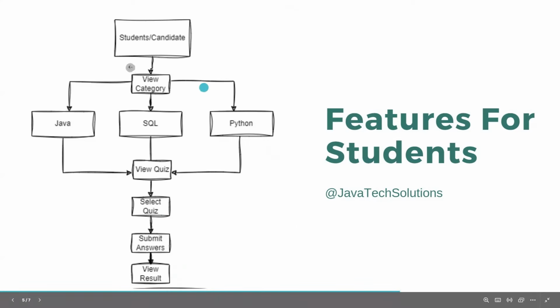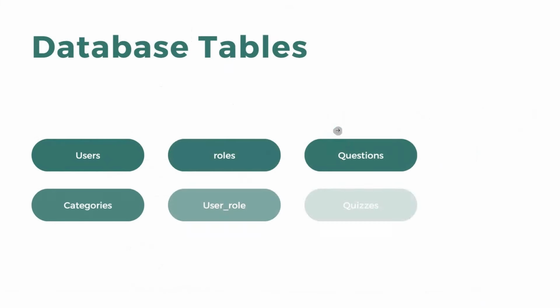So this is the overall flowchart. Next, for the database tables, we are going to use users for saving the user details, and roles, so that based on the roles we can decide what type of user it is, basically whether it's a normal user or an admin user. So based on that we can decide.